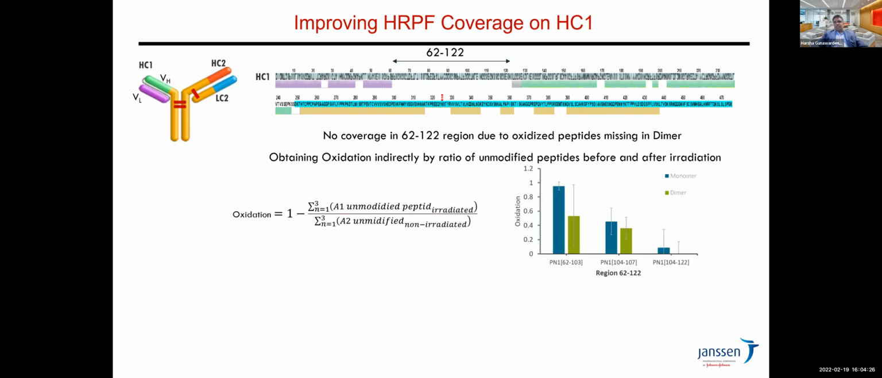In order to circumvent this issue, we took a more unconventional approach here. Instead of looking at oxidation, we examined the unmodified peptide counterparts, which are usually retained better in the column, and its change in intensity then can be used as a proxy to estimate the amount of oxidation indirectly using this equation.